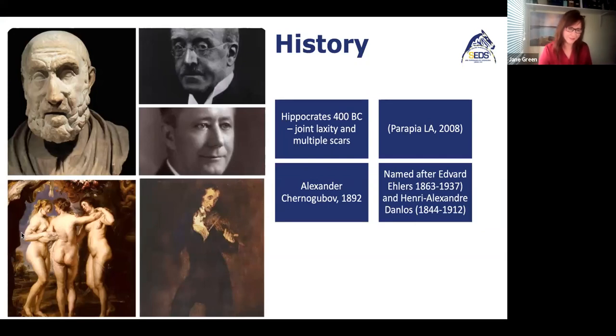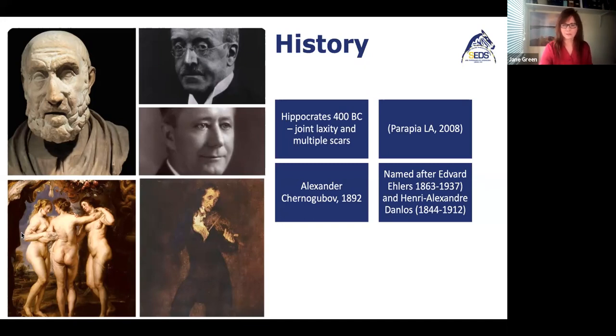Ehlers-Danlos syndromes have been around a very long time. Hippocrates first mentioned it in 400 BC, and he spoke about the nomads and warriors. Nomads had very lax joints and multiple scars, and they were pretty useless at drawing bows and arrows, because you're drawing the shoulder back and the elbow, and they were pretty useless, really. And then the painting over there is the Three Graces, which apparently illustrates hypermobility syndrome.